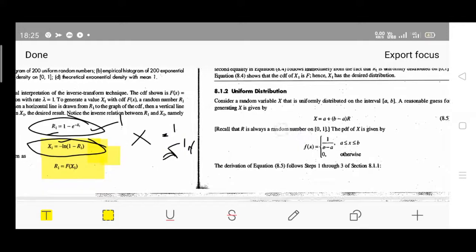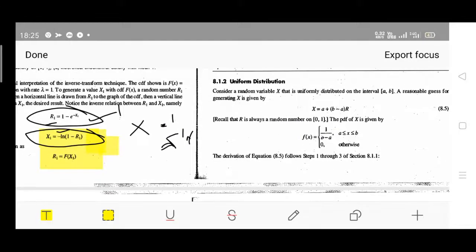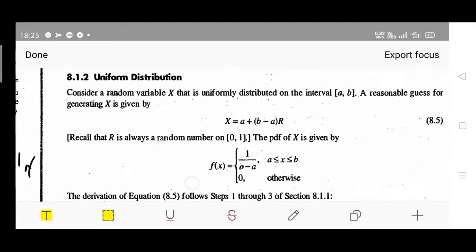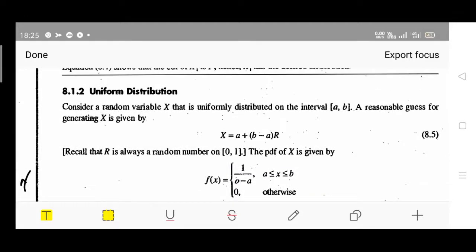Okay, moving on to the next topic, that is uniform distribution, another kind. So we are talking about the random variate generation. So for random variate generation, in that inverse transformation technique or inverse transform technique we are speaking. So in that inverse transformation we have exponential distribution, then uniform distribution, Weibull distribution, triangular distribution, and so on.